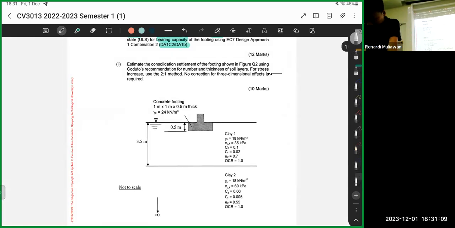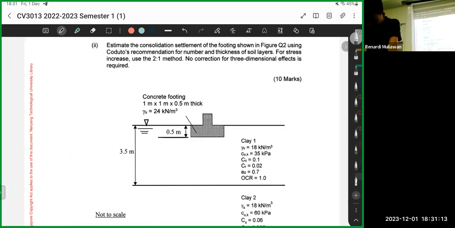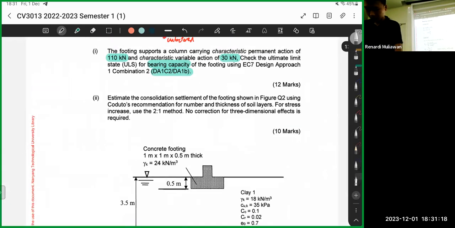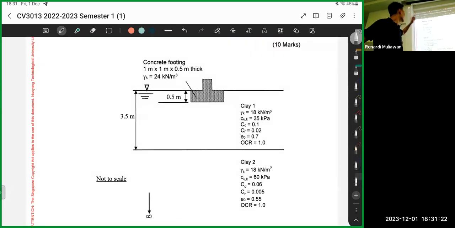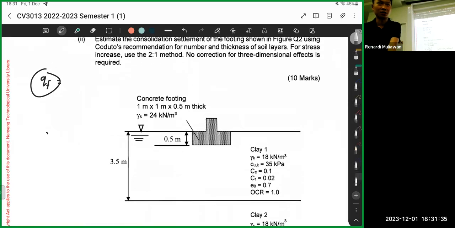Second one, for the bearing capacity formula, I'm too lazy to scroll. But you need Sc, Nc, cu, and sigma q. So qf, this is your bearing capacity. Okay, qf means bearing capacity. f means foundation, I think. Yeah, that's the small f.